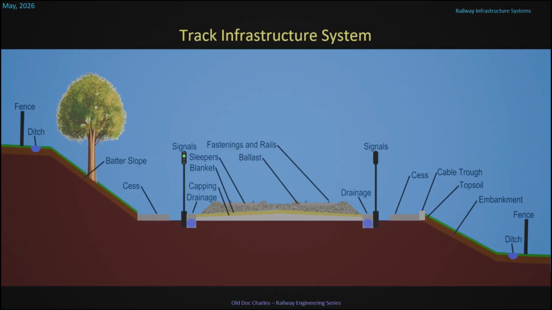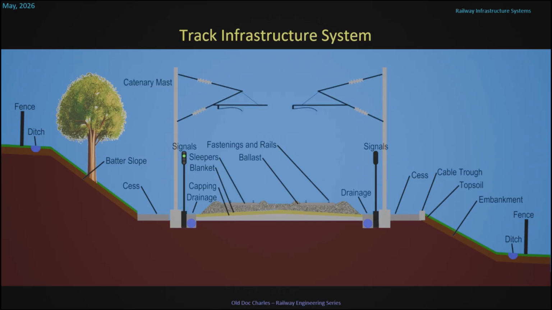Of course, many railways are replacing line side signaling with in-cab signaling. We may wish to add some electrification if we want to run electric trains. Most new railways use an overhead contact system with the contact wire held up by masts. That's the track system, and I'll expand on these in later videos.